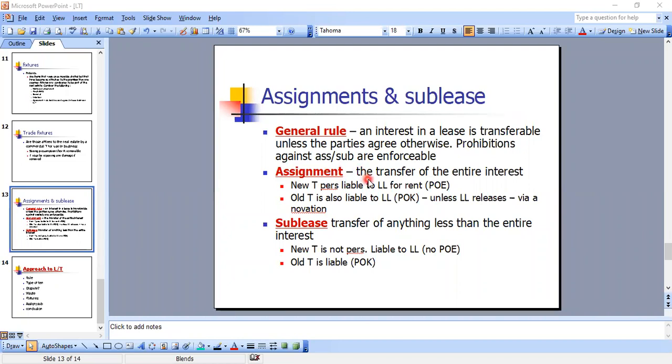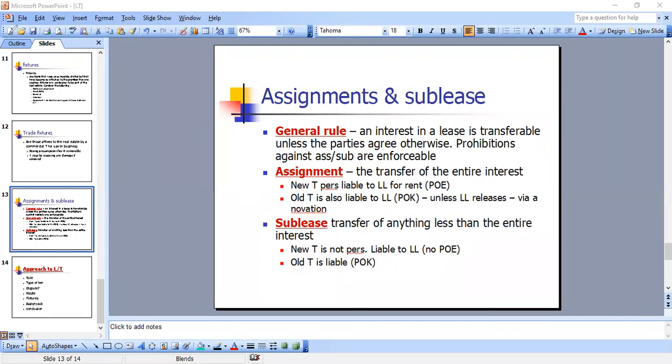Assignment. This means that the person is transferring the entire interest. The new tenant is personally liable to the landlord for rent because of privity of estate. The old tenant is also liable to the landlord because of privity of contract unless there's a novation. If the landlord releases and gives a novation, the old tenant is free to go and the new tenant will be liable. But if not, the old tenant and the new tenant continue to be liable to the landlord for rent. In a sublease, you're not transferring the entire interest, you're transferring some piece of the interest, okay? The new tenant is not personally liable in a sublease because there's no privity of estate, and the old tenant is liable for privity of contract. So the new tenant's out, but the old tenant remains liable.